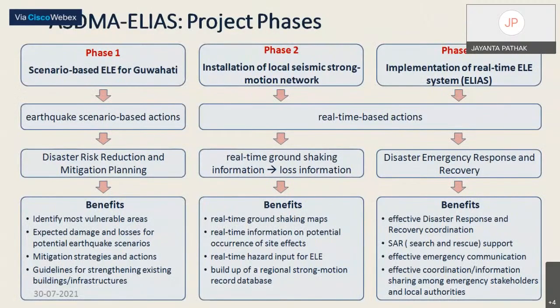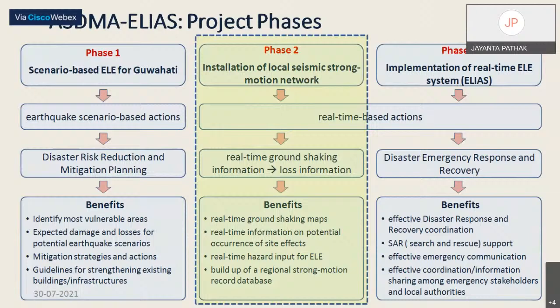So this, in a way, gives us an idea about what can happen to Guwahati city for a particular scenario earthquake. We have established initially 18 scenarios, and finally we have presented the loss estimation for 6 scenarios. Based on these 6 scenarios, we now have static scenario maps which can be used. And from this static scenario, we are now in the process of installing a local seismic network.